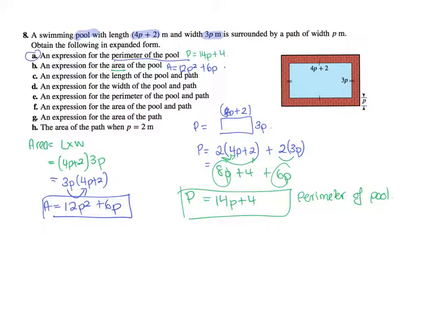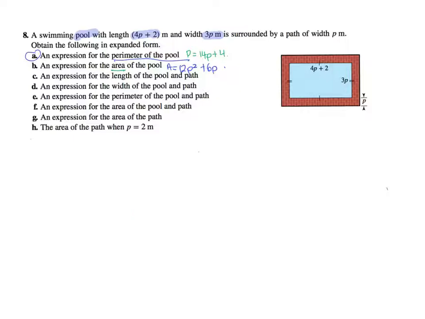Alright, I'm just going to clear it and then I'll do C. Okay, so with C, they want an expression for the length of the pool and path. So the length, we know it's 4p plus 2, and the path is p wide. So we've got a p up here and a p up there. So really the length would be p plus 4p plus 2 plus p. But we can group all the p's together, so we get 6p plus 2. So the length, we could say, is 6p plus 2.